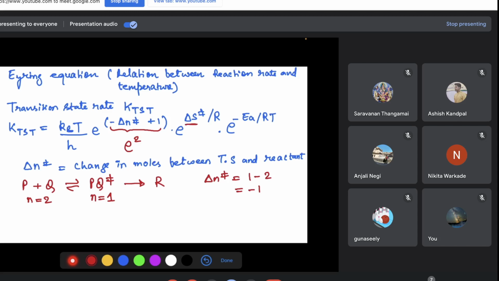For that, we have another equation called the Arrhenius equation, which also gives us the relation between the reaction rate and temperature. It is given as k is equal to A e to the power minus Ea upon RT. Correct? I will just write it here.